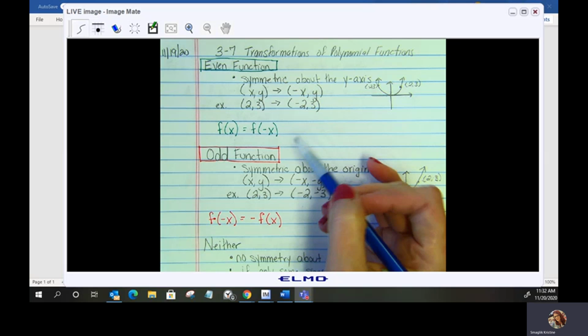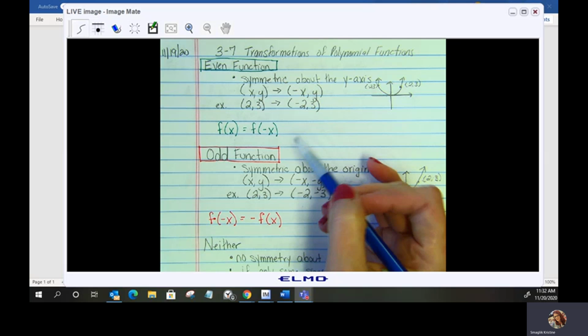Now odd functions are symmetric about the origin. You kind of see it's almost like a reflection. What's going on here, something's going on in quadrant 1. Something's also happening that looks very similar in quadrant 3. And your x and y coordinates are just going to change signs. And here is going to be a rule. If we do f of negative x, so we plug in negative x, what's going to come out is the opposite of f of x. So all of your signs will flip on your original function.